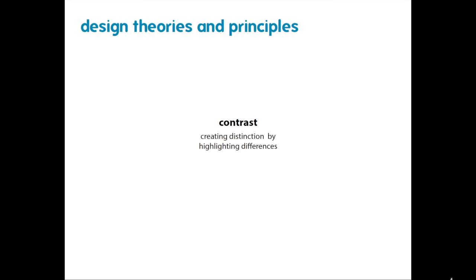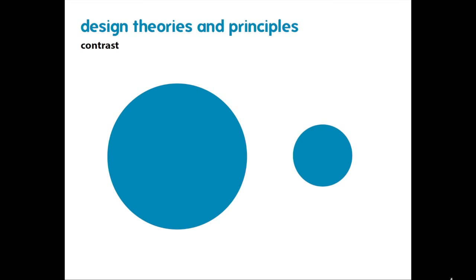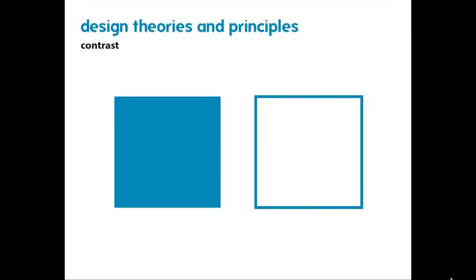Contrast is the next concept, and that's the concept of creating distinction by highlighting differences. These differences can be in many different forms. You can have different weights of text, between a bold and a light. You can have different shaped objects, a big object versus a little object, or even a color. You can have something that's full or something that's empty. By using contrast, it allows you to create distinctions between objects.